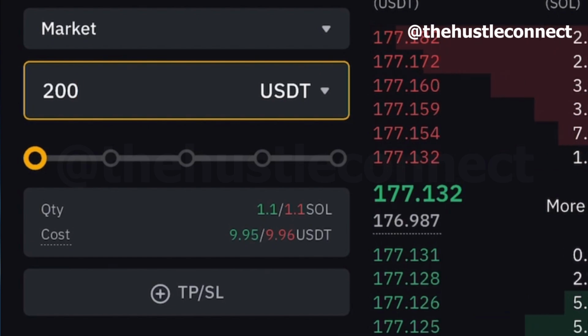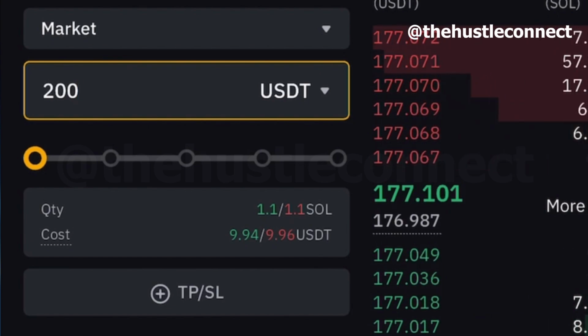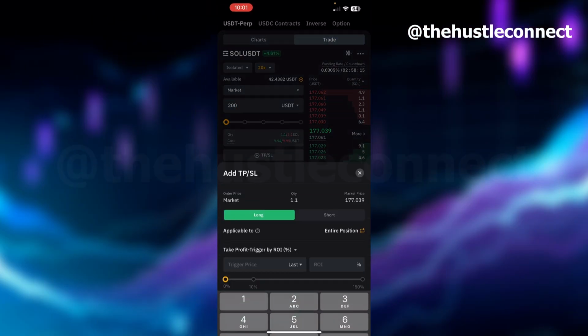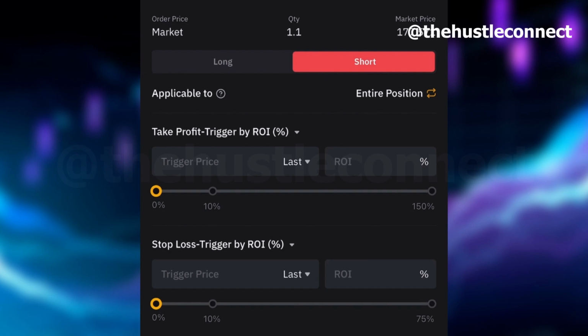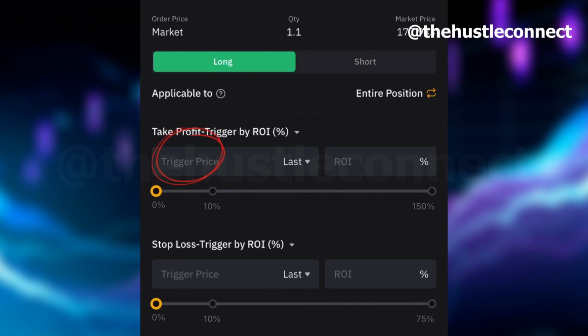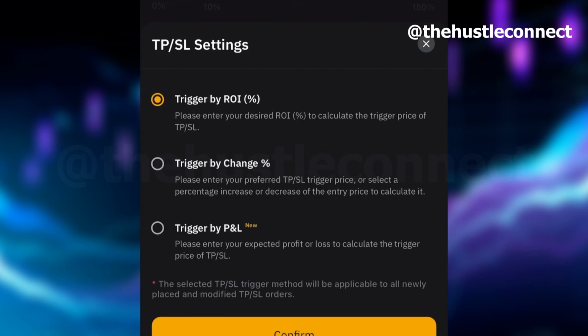So now that I've selected this, what I want to do next is click on my TP and SL. Do I want to long or short? I want to long, so I'm going to leave it at long. Now, how do I want to trigger my price? There are several ways you can trigger your price. You can trigger it by ROI, by change in percentage, or by P and L, profit and loss, which is the amount of USDT you want to make. But I would advise leaving it at ROI.